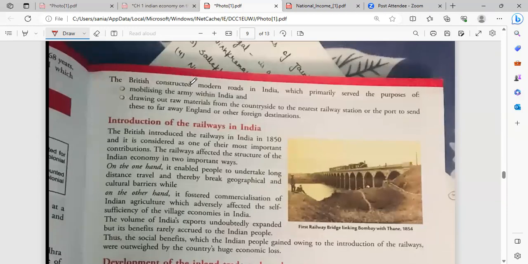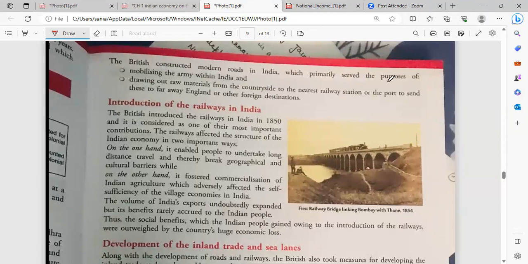The British constructed modern roads in India, which primarily served the purpose of, first of all, mobilizing the army within India. For example, if a war began here, they could easily mobilize the Indian army. But if there were no roads, it would be very difficult. A war needs sudden, quick action, and that's why they did it. And second, drawing out raw material. They wanted to make India an exporter of raw material, so they needed roads, railway stations, and ports to send it to England and other foreign countries. That's why they constructed the roads. Clear?